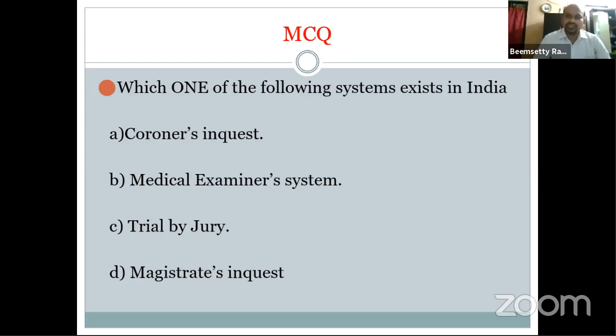And which of the following systems exist in India? Already I have given: coroner's inquest, medical examiner's system, trial by jury, magistrate inquest. Just have a quick look. Coroner's, it was abolished long back. Medical examiner system is not being followed. Trial by jury system is not in India. And the magistrate inquest, police and magistrate inquest. If either of the options is there, you can choose.